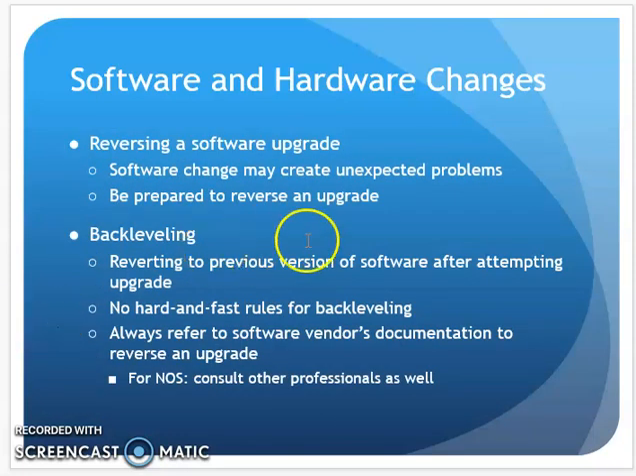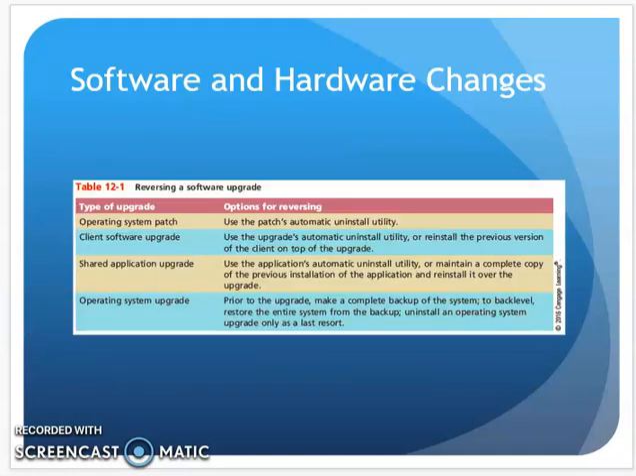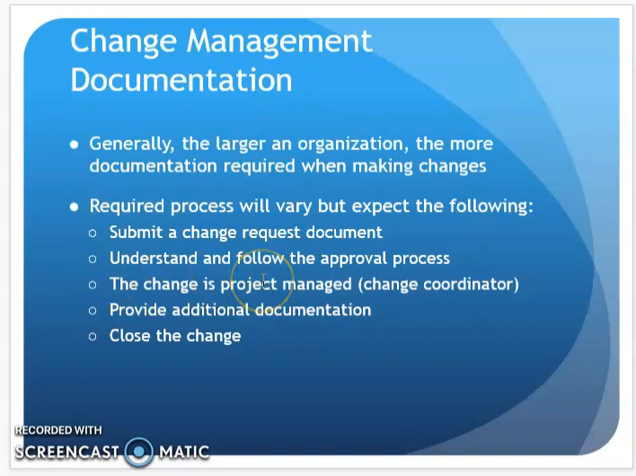And then reversing. Sometimes you might need to reverse back. What's your plan to reverse back if something does go wrong? And there's even some suggestions here on what you would do. And last but not least, document. So document what got changed, how, etc. So there is Chapter 2.